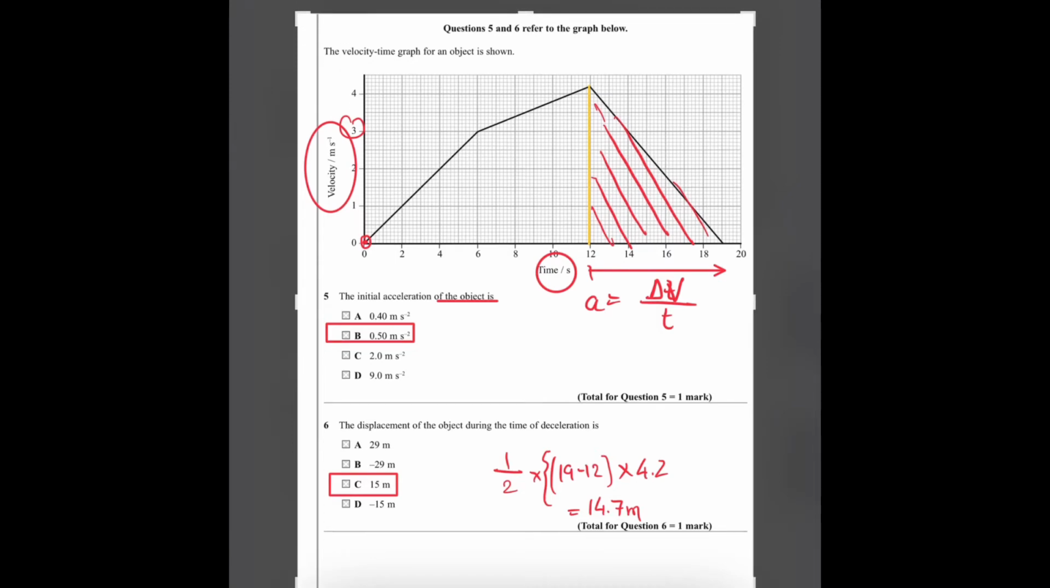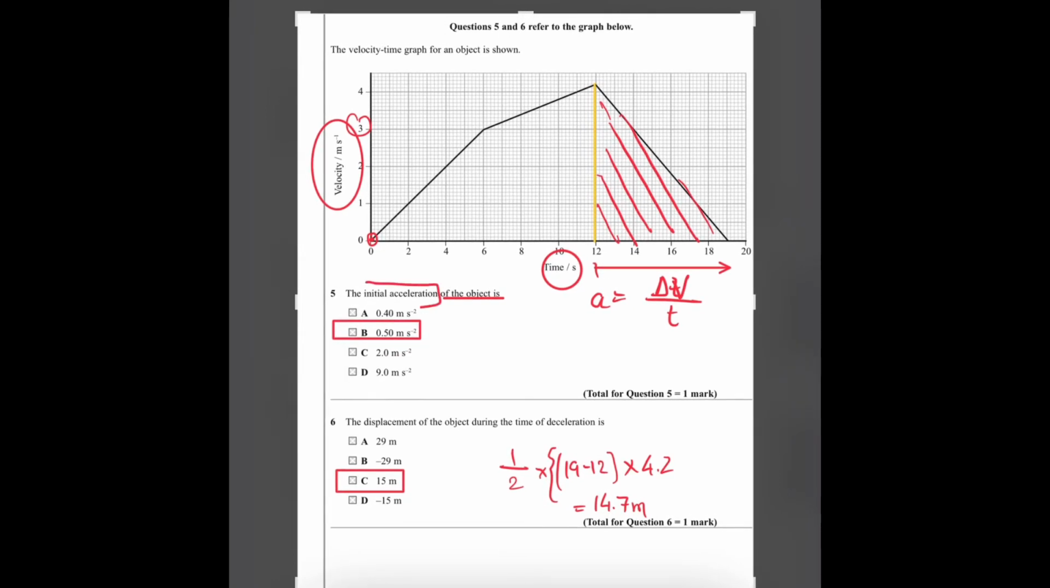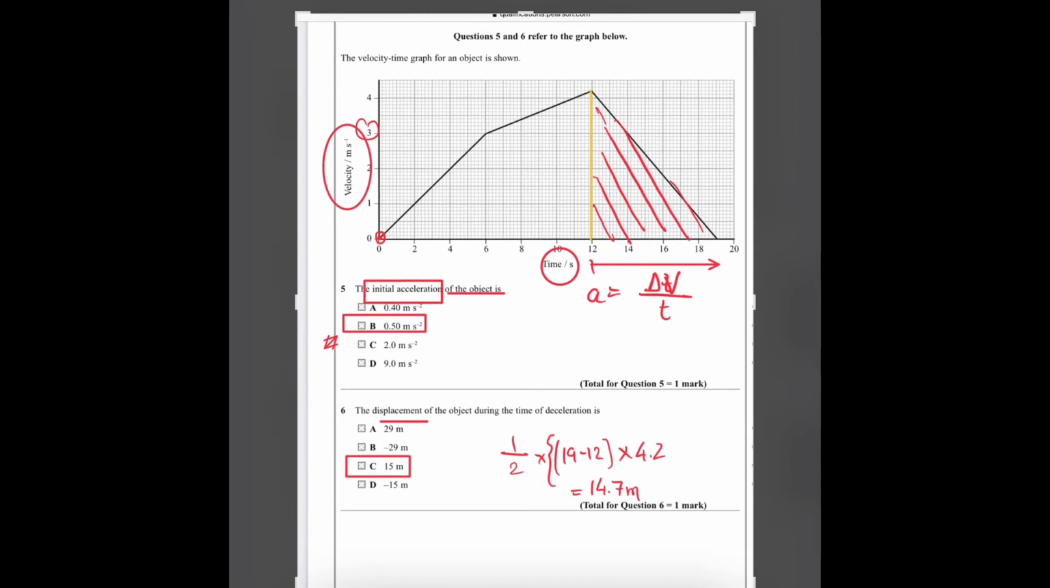If it was velocity, then the velocity might have been minus 15 or something like that. The initial acceleration is positive in part B, but the deceleration would have been negative since the direction is opposite. But since this is the displacement during the time of deceleration, for this one we have 15 meters. So the answer is C.